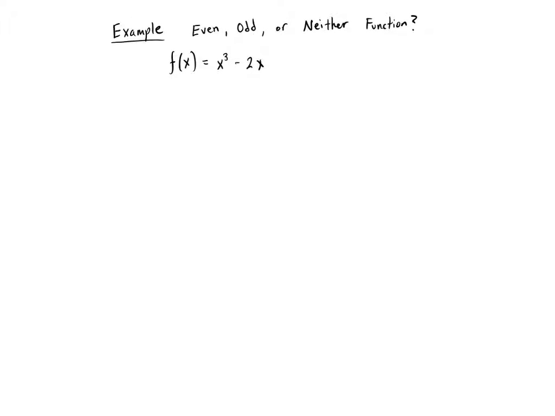If you didn't get that, we have to keep going. Well, it's on Canvas. Example: even, odd, or neither. If it's even, it's even. If it's odd, it's odd. If it's neither of those, it's neither. Of course.